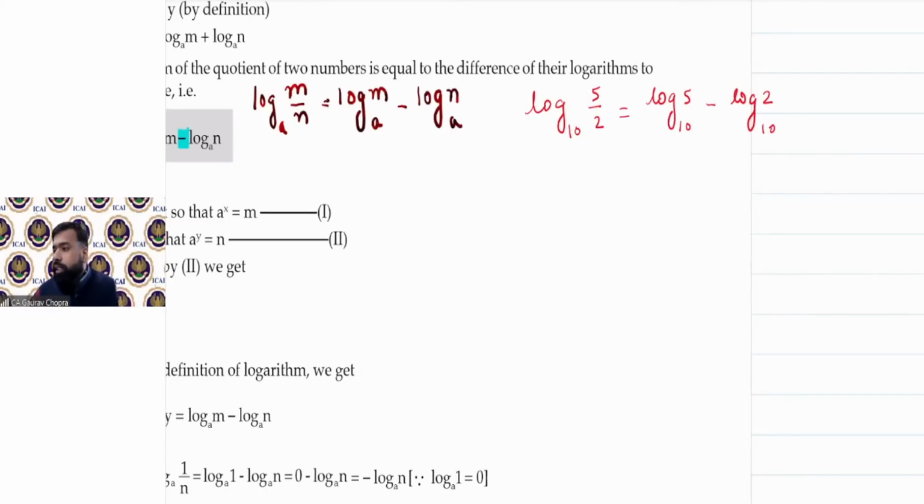Kushal is asking, is a log table needed for exams? No, you don't have to see the log table because it will not be required in your exams. The values are normally given in the question paper if required. So no need to check the log table.